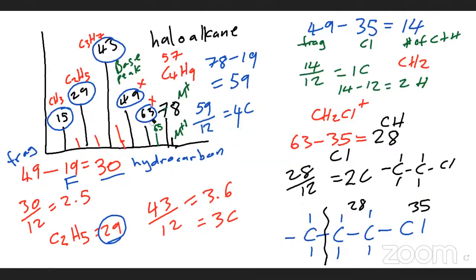You get a haloalkane, and you get two peaks that differ by a mass of two, just know it's an isotope. So 63 and 65, they are isotopes. So the structure of your compound is not going to change.